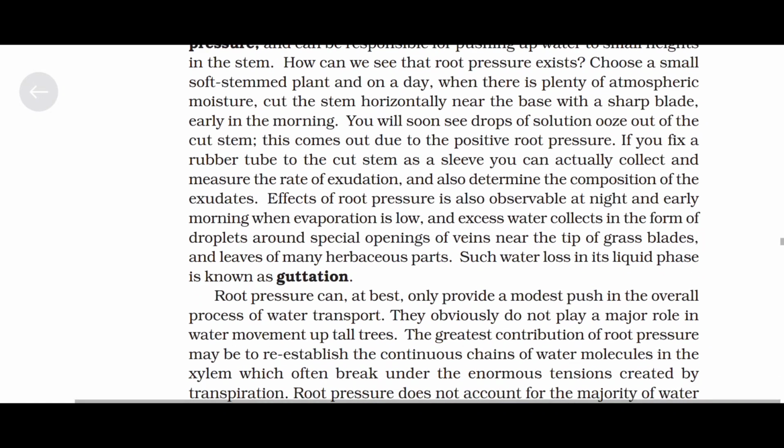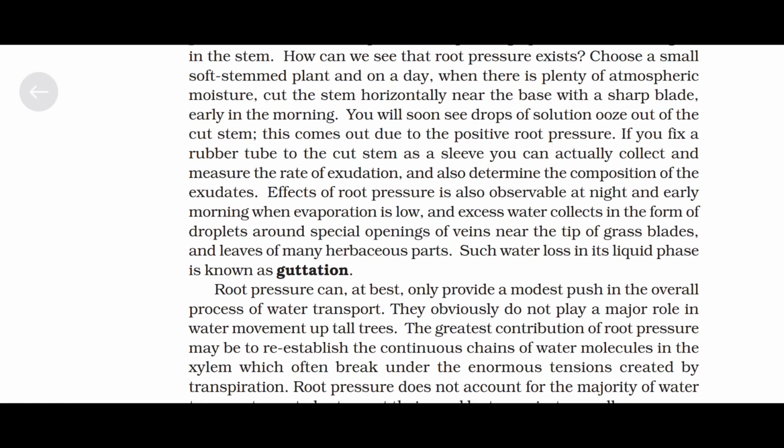Effect of root pressure is also observable at night and early morning when evaporation is low. An excess of water collects in the form of droplets around special openings of veins near the tip of grass blades and leaves of many herbaceous parts. Such water loss in its liquid phase is known as guttation.